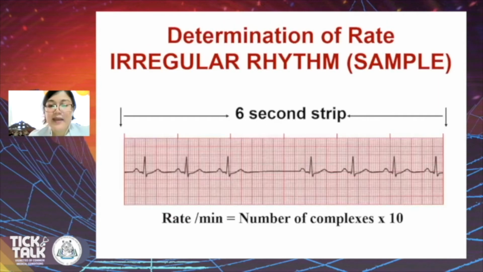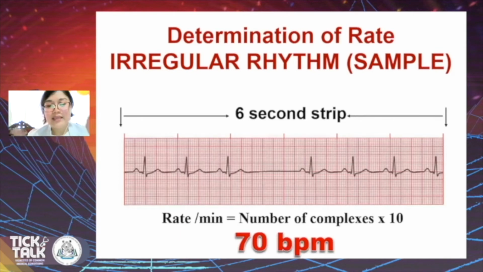So this is another example. This is a 6 second strip. You actually have seven unevenly spaced QRS complexes present. So 7 multiplied by 10 gives you 70. So for this irregular rhythm or irregular tracing, the heart actually beats at 70 beats per minute.